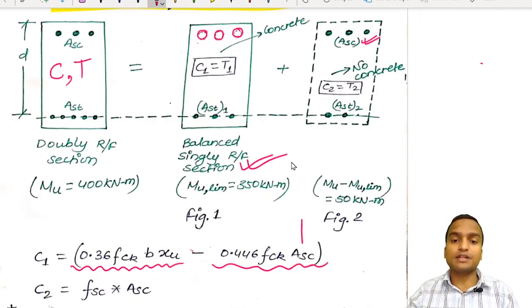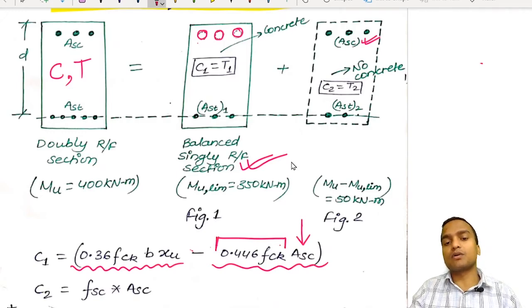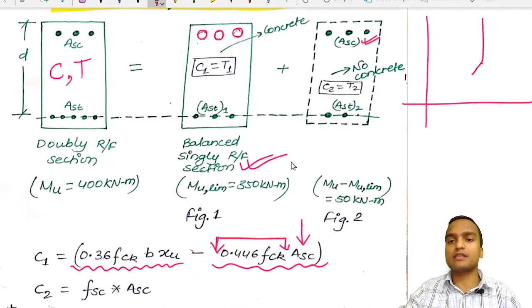Now the area of concrete in those holes would be ASC, and this is the stress in the concrete at the level of ASC from the stress block diagram of IS code. You have seen the stress block diagram, which is rectangular and then parabolic in the IS code also, and this value is equal to 0.446 FCK. The level of ASC is somewhere here only in the rectangular zone, and the stress value will be the same here, 0.446 FCK.